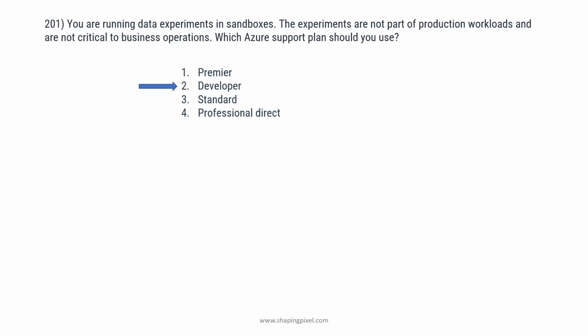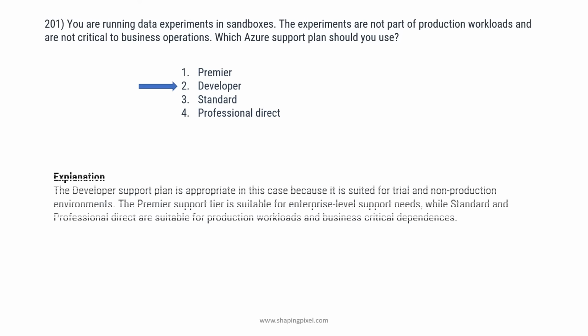So the right answer is option 2, Developer. The developer support plan is appropriate in this case because it is suited for trial and non-production environments. The premier support tier is suitable for enterprise level support needs, while standard and professional direct are suitable for production workloads and business critical dependencies.